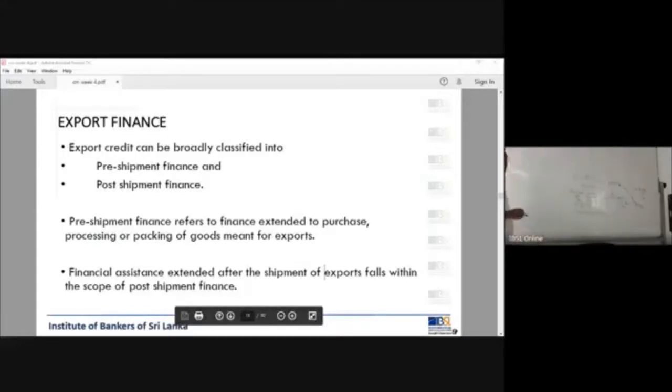So that is called e-bill discounting, right? Because there may be a gap, shipment date and export receive date, shipping time, right?